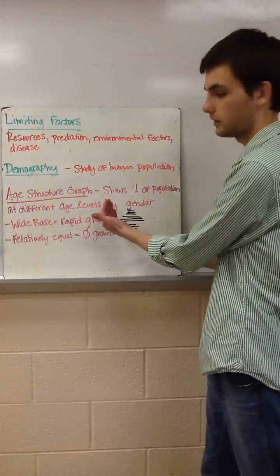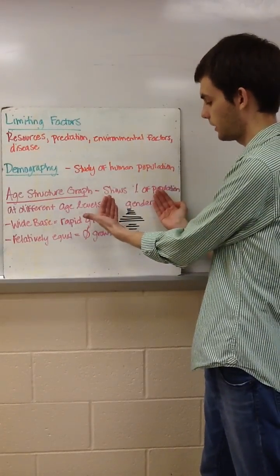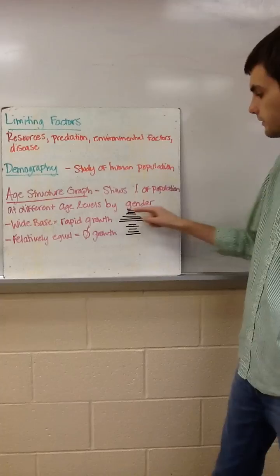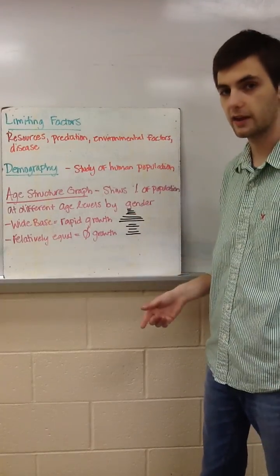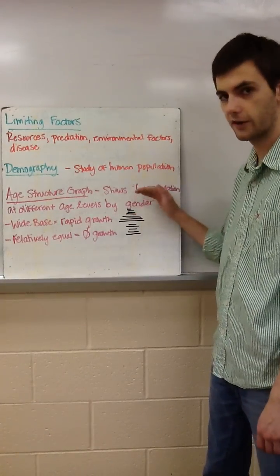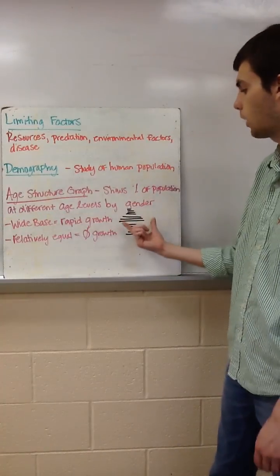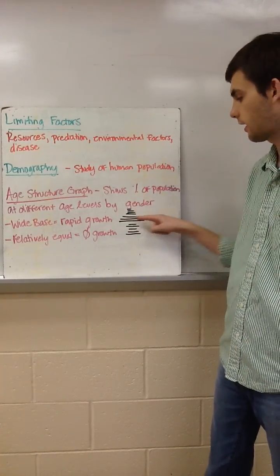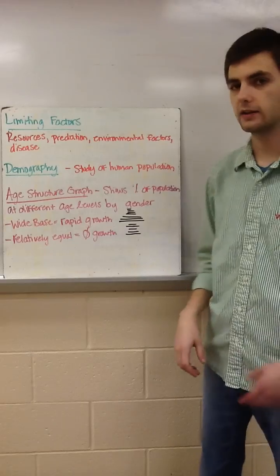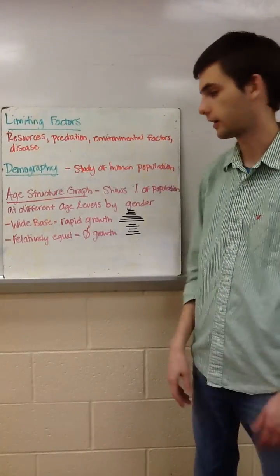On one side you'll see the males, on the other you'll see the females, and these lines are showing the percentage of individuals at those different age brackets. So if you look at an age structure diagram and you see a wide base at the bottom, like this top diagram here, that indicates rapid growth in that area.